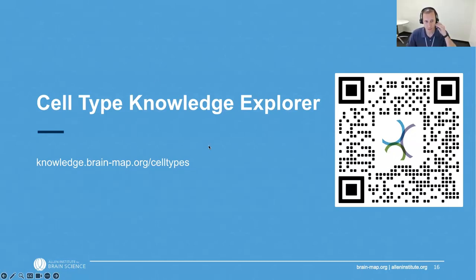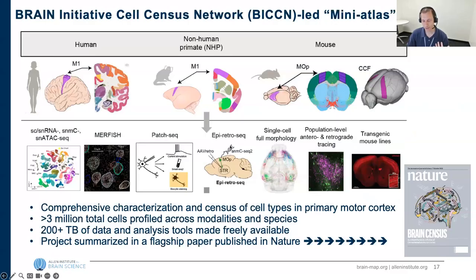Thanks, Mike. I think Mike gave a good overview about BICCN in general, cell types, what they are and why we're interested in them. I'm going to talk more about the Cell Type Knowledge Explorer as a whole, what it is, where the data comes from, where we're going next, and how to use it, of course.